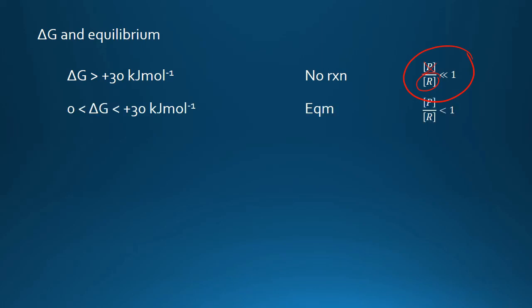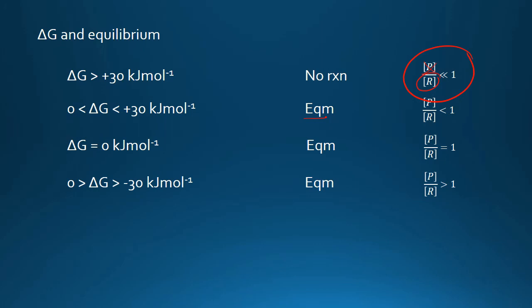What about when the value of delta G is between 0 and positive 30? You're going to have an equilibrium reaction. So the concentration of products over reactants is just below the value of 1. So you're going to see a measurable mixture of the products and reactants. When delta G equals 0, it's at perfect equilibrium. So the concentration of products equals the concentration of the reactants perfectly.